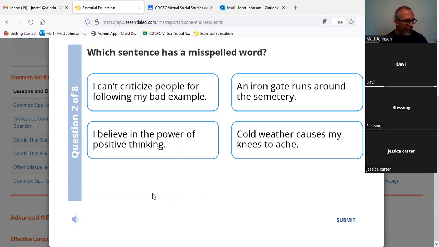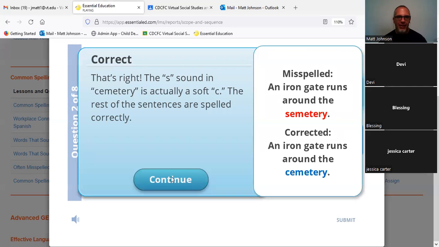And misspelling here. An iron gate runs around the cemetery, right? So we need a C to spell cemetery at the beginning instead of that S. And that's one of those ones where particularly CE, when put together, a lot of times we'll make a S sound rather than a K, like C sound. Right? A soft C. Cemetery. Okay.